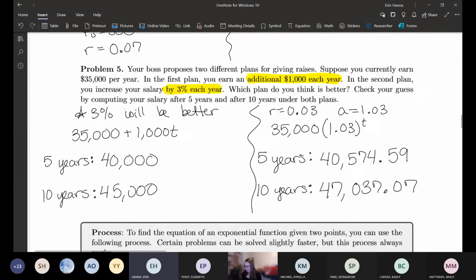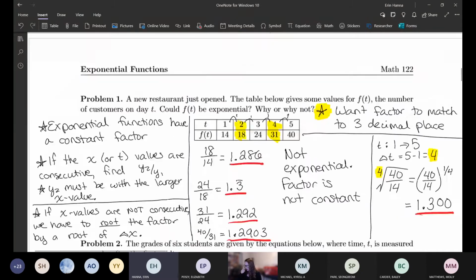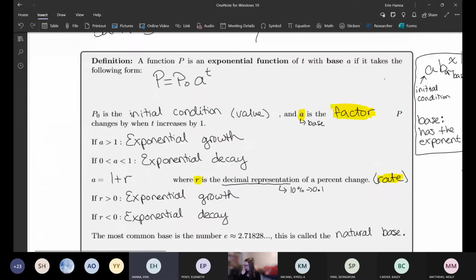So we're talking about exponential functions, remember? Those are functions that take the form P naught a to the t, with our rate as r and taking into consideration 1 plus r. We've got exponential growth and exponential decay. And remember, there's a difference between a factor being the a value and the rate being the r value.